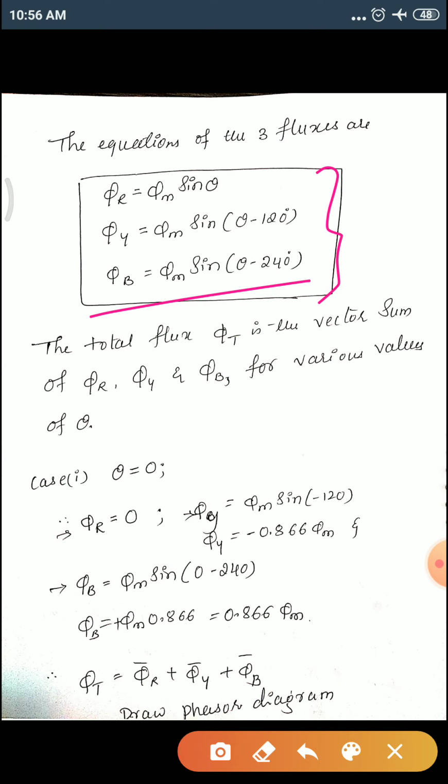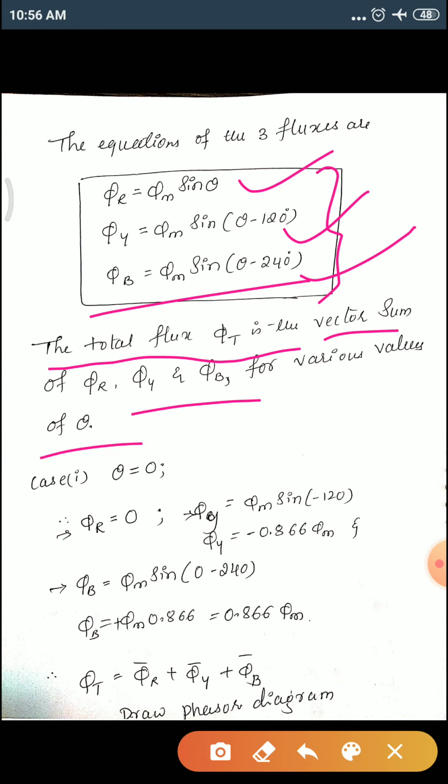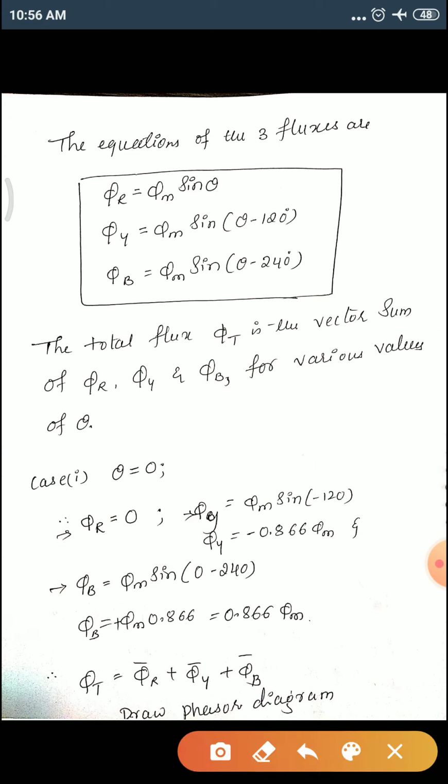Then if you'd like to take a total flux phi t, it is the vector sum of phi r, phi y and phi b for various values of theta. Now we are supposed to change the theta. So let's change the theta value. Let's take the first case as 0 degrees.